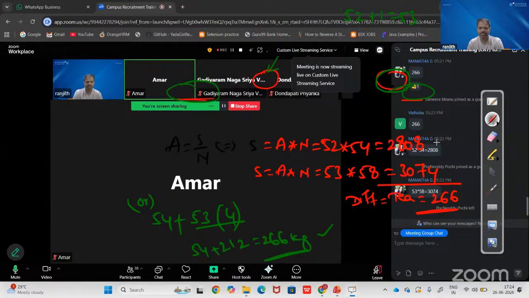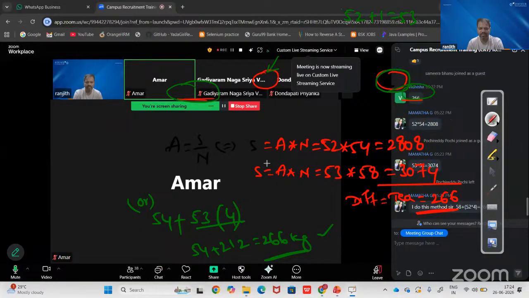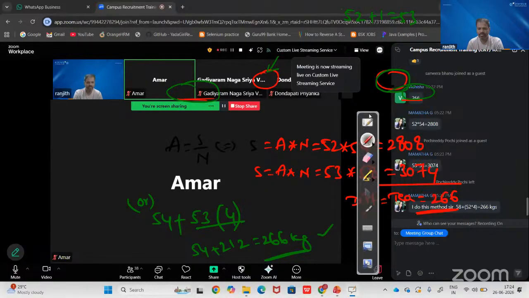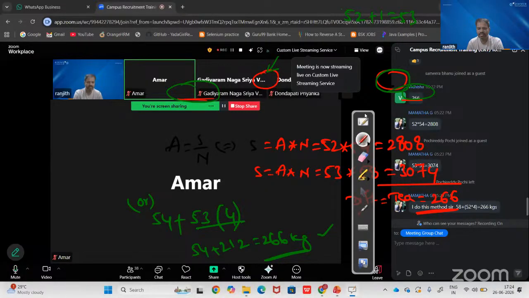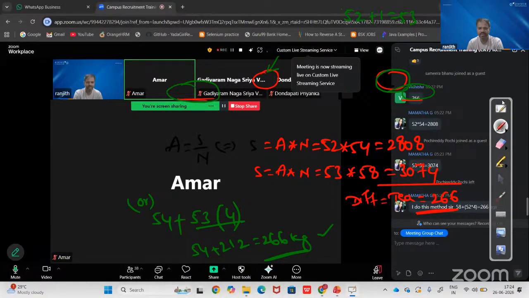Okay, done. So we don't need to write 52 into 54, 53 into 58. We need to go with this method: 54 plus 53 into 4. So this is the easy method. Okay. So I did 58 plus 264. Okay, done.